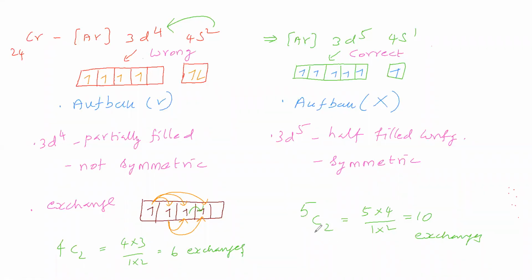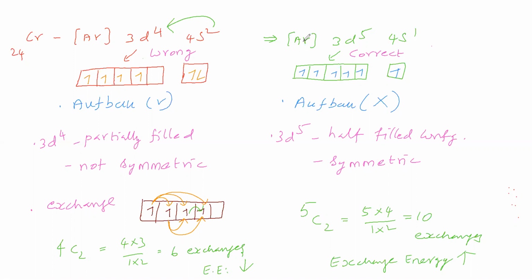Due to exchange, some energy will be spent. That energy is called exchange energy. Exchange energy means energy spent for exchange. Here 6 exchanges are possible, therefore less exchange energy. Here 10 exchanges are possible, so more exchange energy. More exchange energy means more energy is spent for exchange, and more energy spent for exchange means the remaining energy is less.